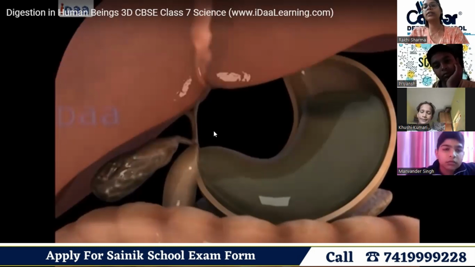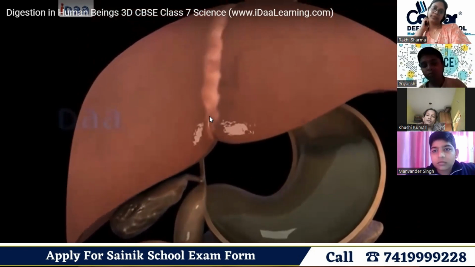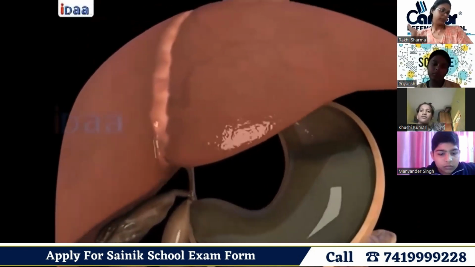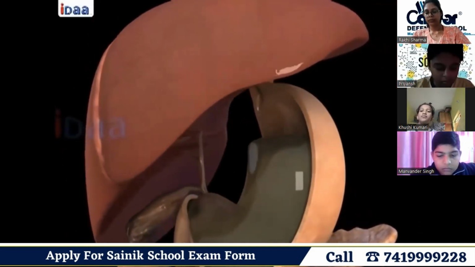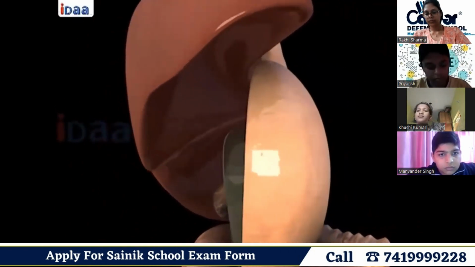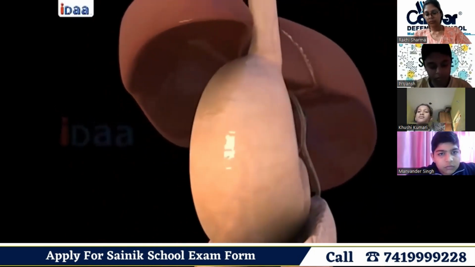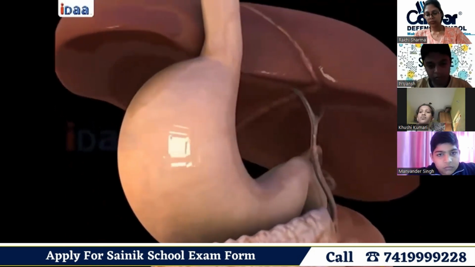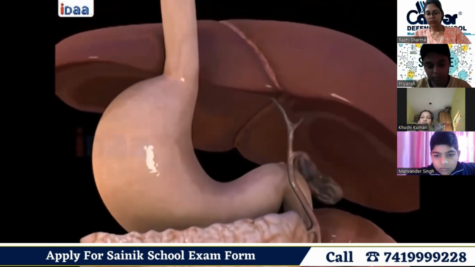Located in the upper side of the abdomen to the right, it is reddish brown in color. It secretes bile which breaks down fats. Bile is stored in the gallbladder between meals.